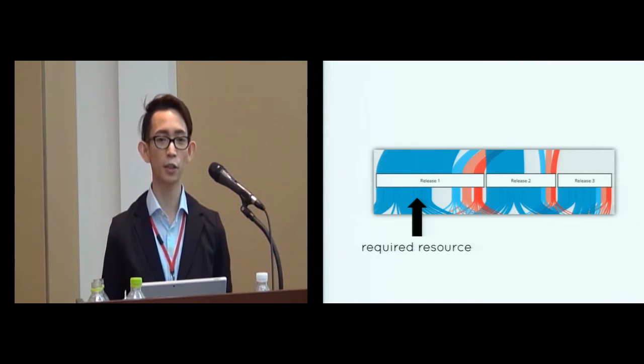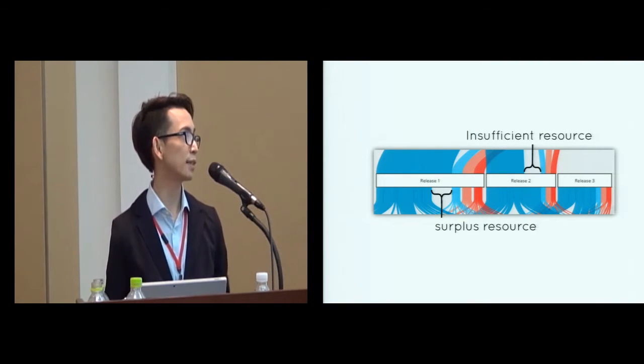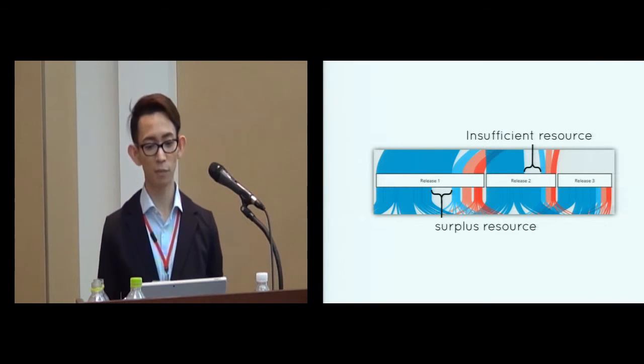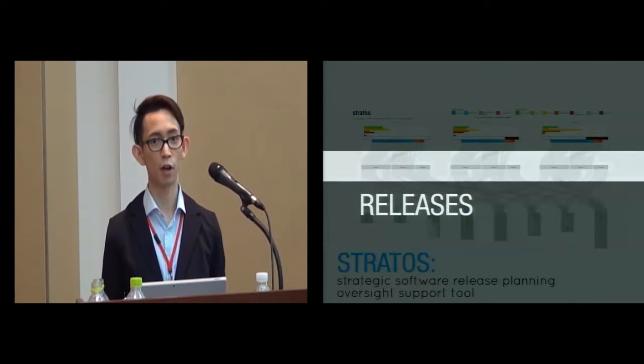On the bottom here are your required resources if you follow the plan. Here you would see the discrepancies: if you have gaps on top, that means you have insufficient resources, and you have surplus resources if there are gaps on the bottom.